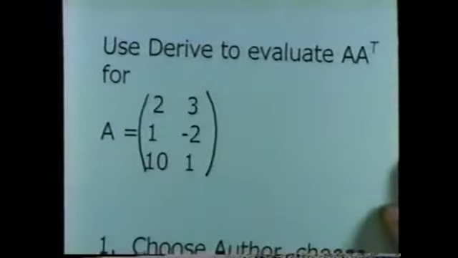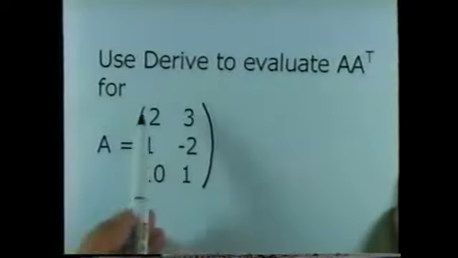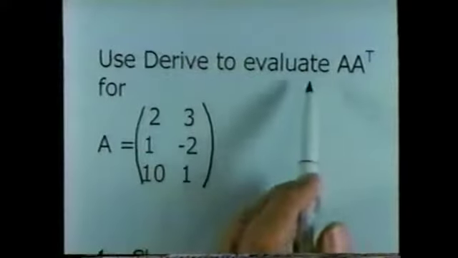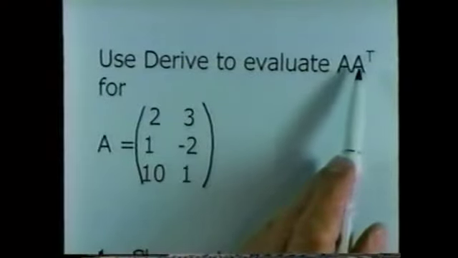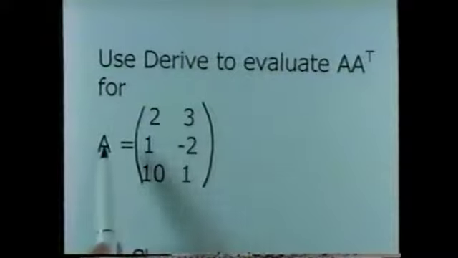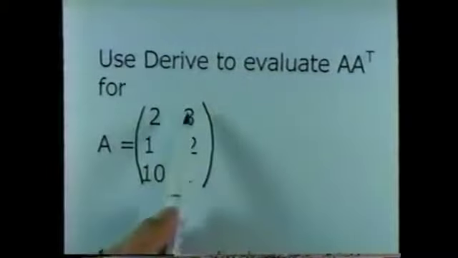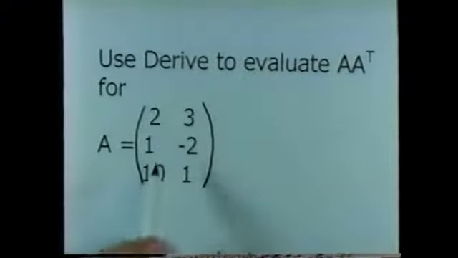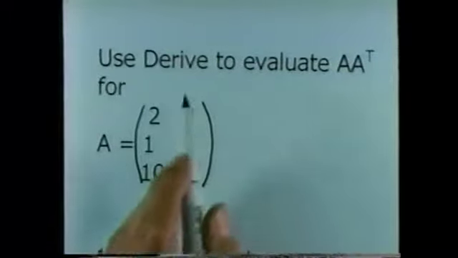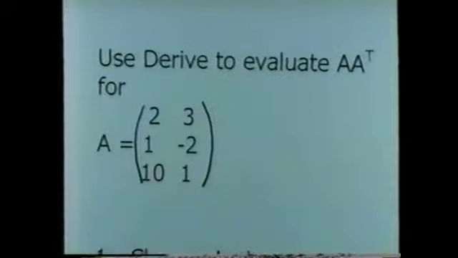Let's play with Derive a little bit, or I'll let you go into the math lab after you get through viewing the tape to play with this. Let's use Derive to evaluate A transpose for A equal to 2, 3, 1, negative 2, 10, 1. So we want to use Derive to evaluate A times A transpose. Well, before we go to Derive, let's see that we can do it.